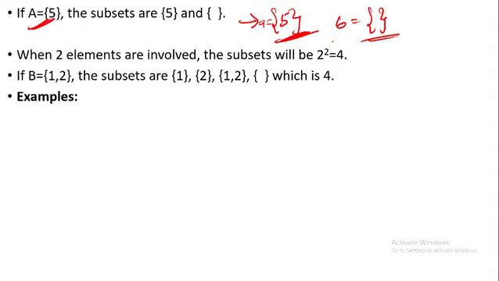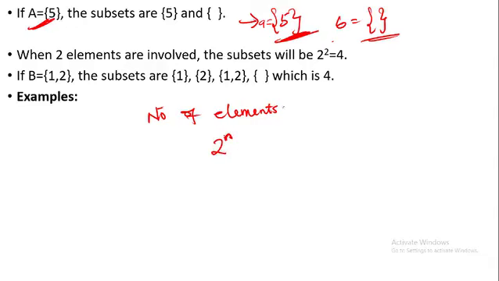Now I want to tell us that when we want to determine the number of subsets in a given set, all we need to do is to find out the number of elements in that set. When we find the number of elements in that set, then raise 2 to the power of the number of elements in the set. So we are given that to be equal to 2 raised to the power what?